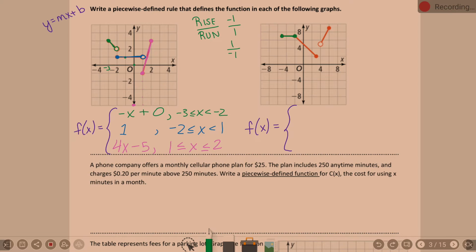So 7. Plain old 7, right? Horizontal line. So it's just a plain old 7. Now, are you guys agreeing with this 7, I hope? Yes. What do you have to watch out for here?